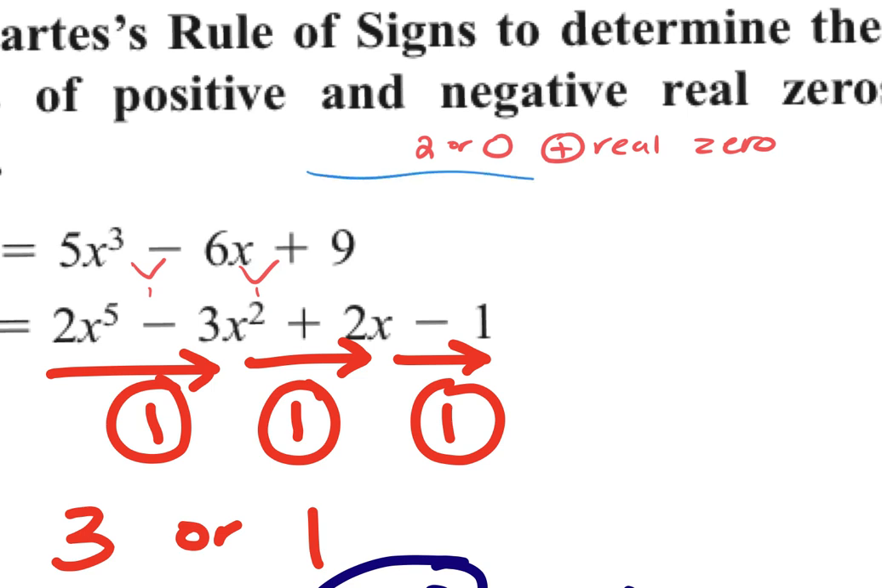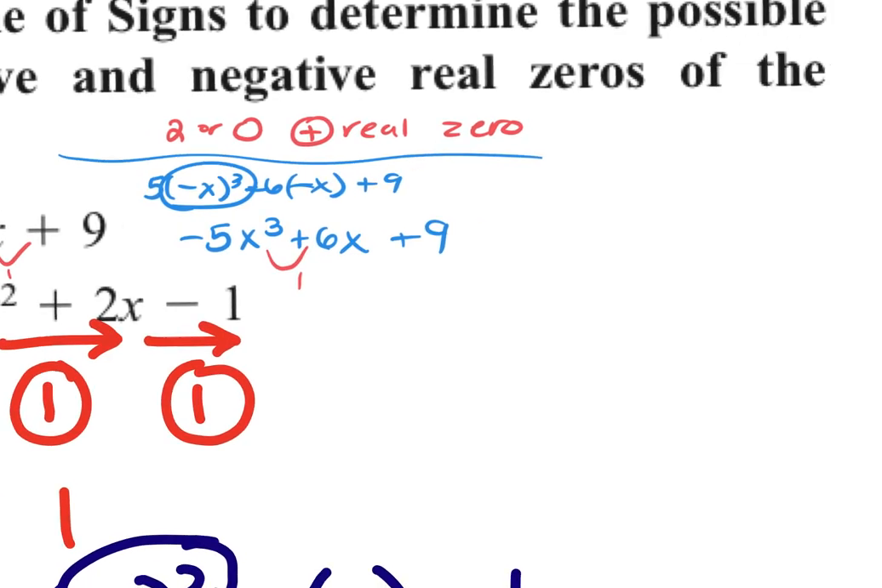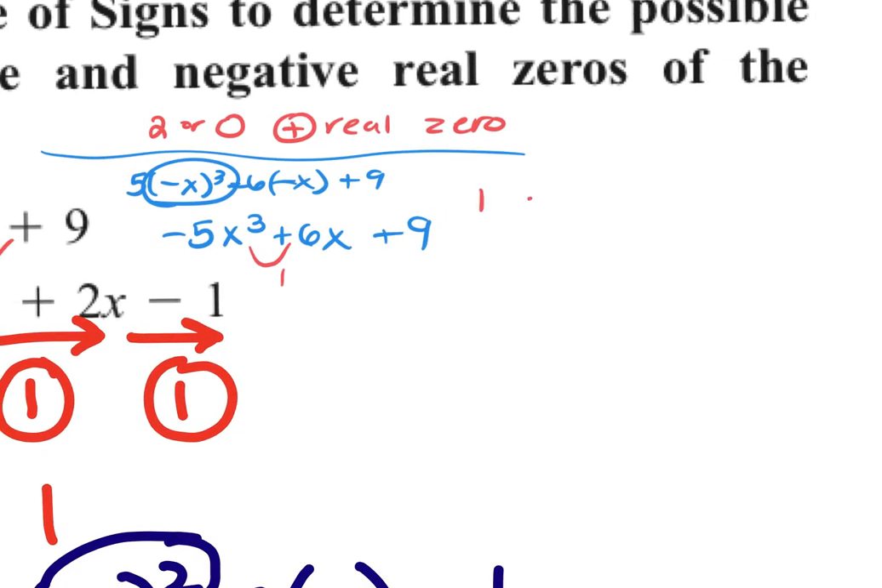And then for the negative, you're going to plug in a negative x. I get this stays negative, so this becomes negative 5x to the third. A negative times a negative here becomes positive 6x plus 9. There is one sign change this time, so there'd be one negative real root.